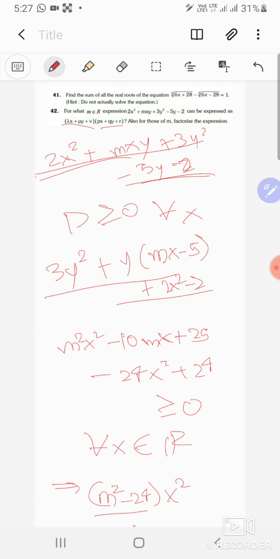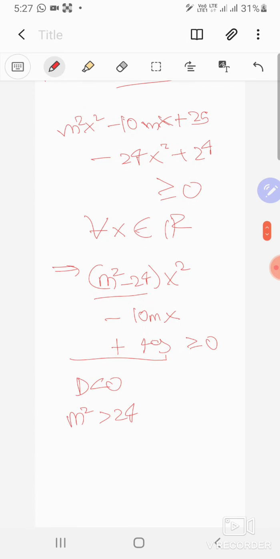Yeah, and we also want to factorize the expression. So that's fine. m is greater than 24. Should it be greater than or equal to 24? Well, no, not like that. It does not need to be greater than or equal to 24. And you want the discriminant.